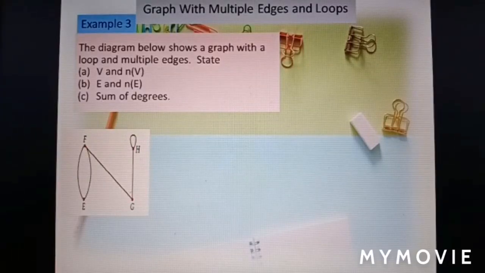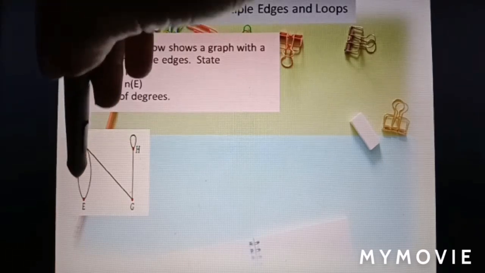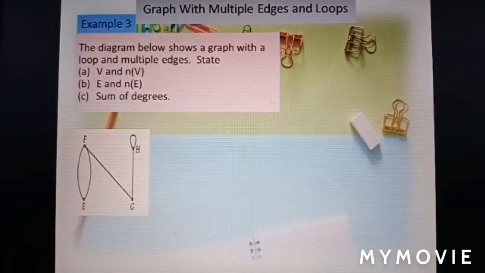Graph with multiple edges and loops. Before we answer this question, we must know what is multiple edges. Multiple edges involve 2 vertices. The vertices are connected by more than one edge. So this is multiple edges. The sum of degrees is twice the number of edges.